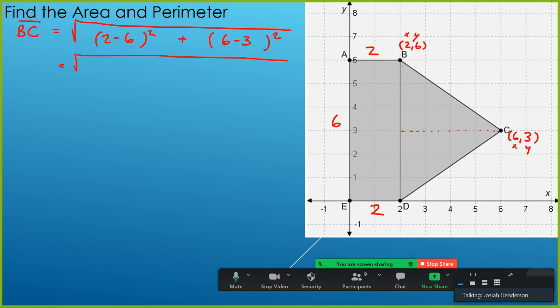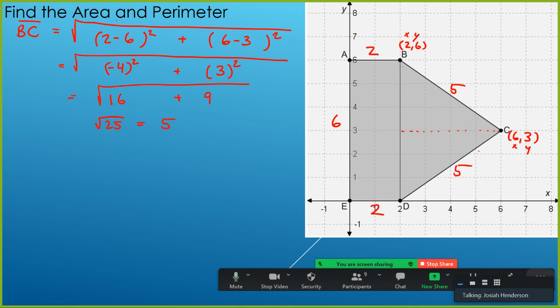Simplify the insides of the parentheses first. So 2 minus 6 is negative 4. 6 minus 3 is a positive 3. Remember when we square it at this stage? The negatives go away because negative times a negative. So we've got 16 and we've got 9. They're giving us a lot of the same right triangle. So 16 plus 9 is 25, and that does come out to a nice clean 5. So that means BC is 5 units and DC is 5 units.